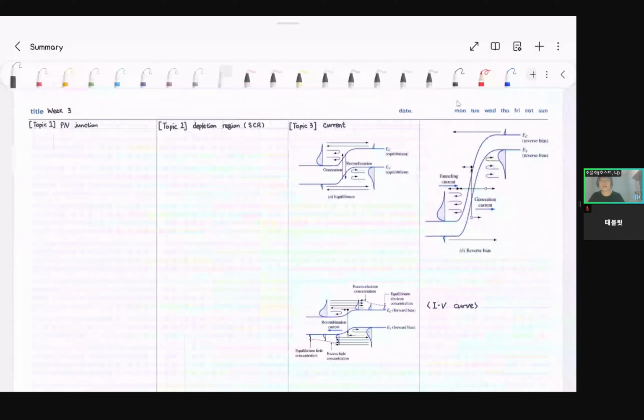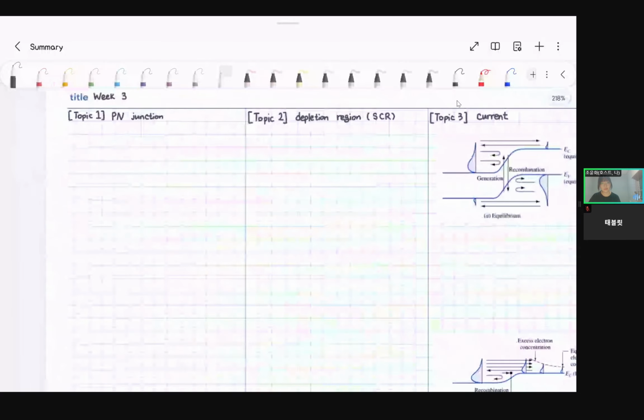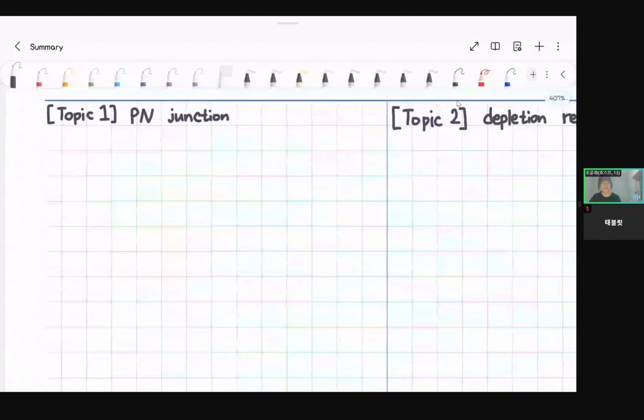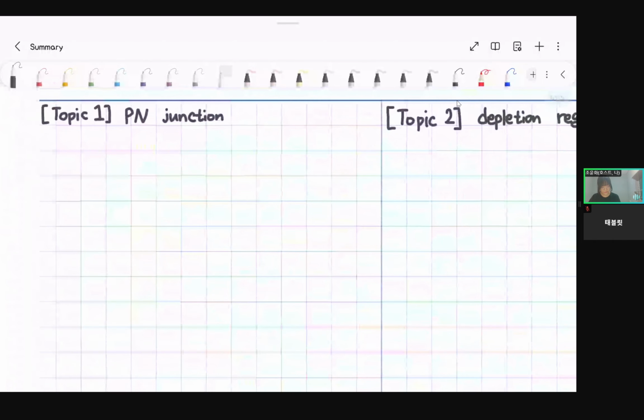This time we will discuss the PN junction. Last week we learned about the two kinds of doping. First is N-type doping, and second is P-type doping.